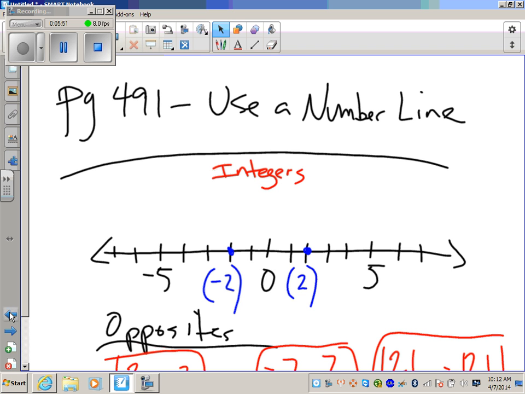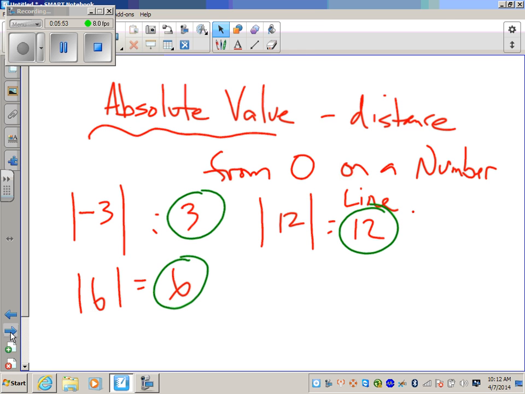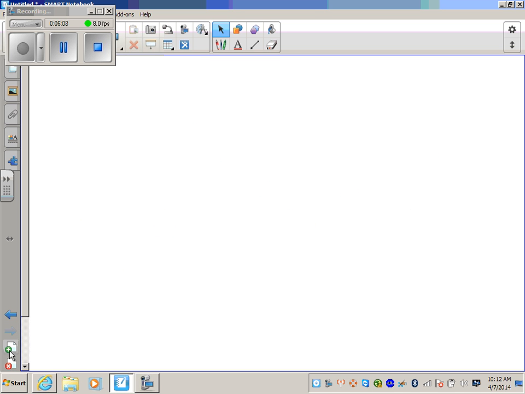It works the same as if I had asked you what's the absolute value of a positive 3. It's still 3, except this negative 3 is 3 places that way. This positive is 3 places this way. 3 is still the 3, if that helps.